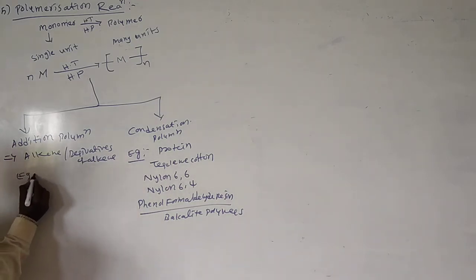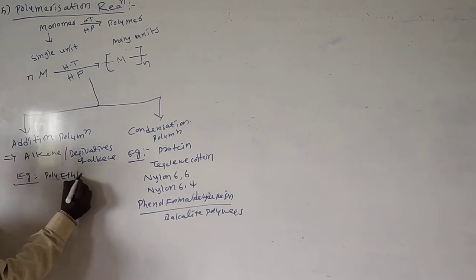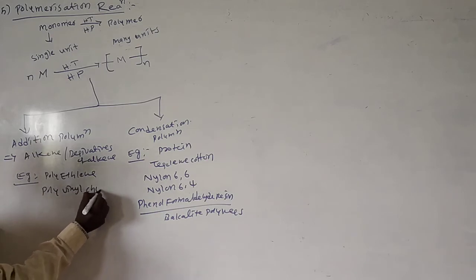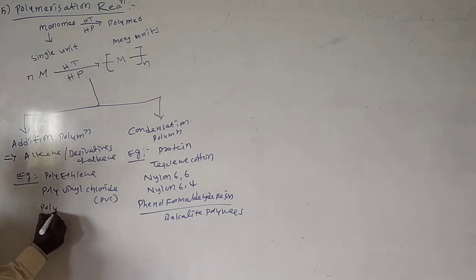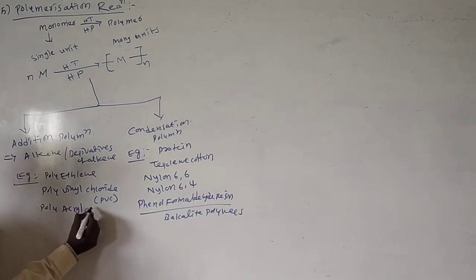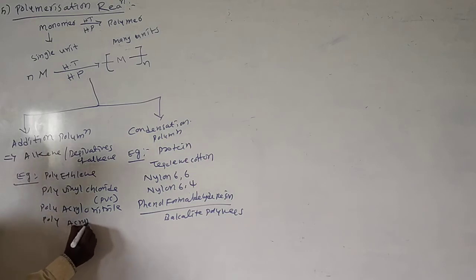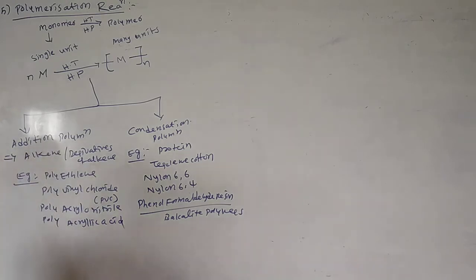And what are the examples for addition polymers? Polyvinyl chloride, we call it PVC. Polyacrylonitrile, polyacrylic acid. All these are the best examples for addition polymers, and those are formed by addition polymerization.